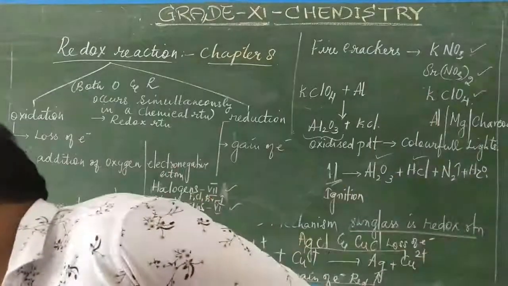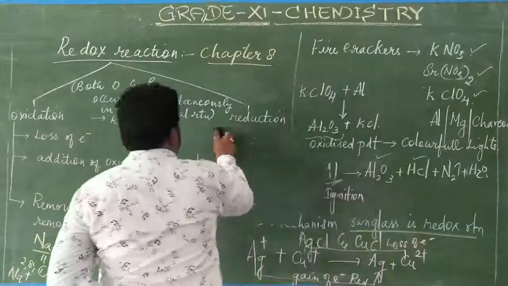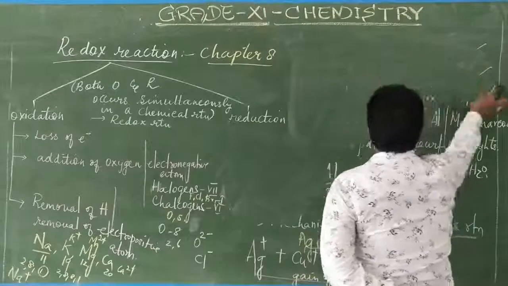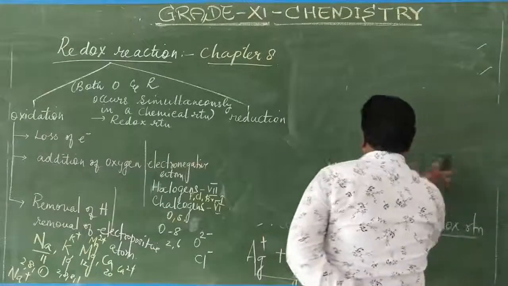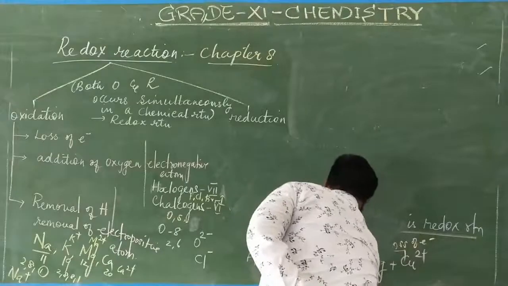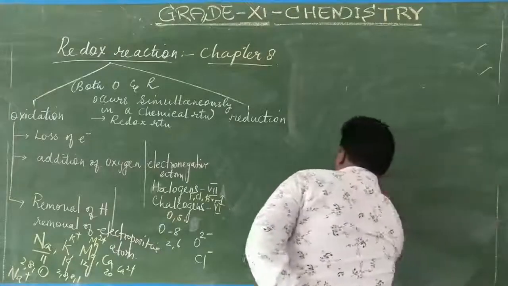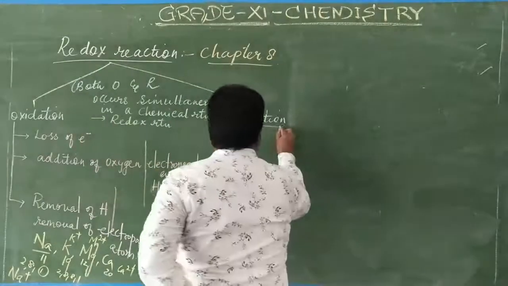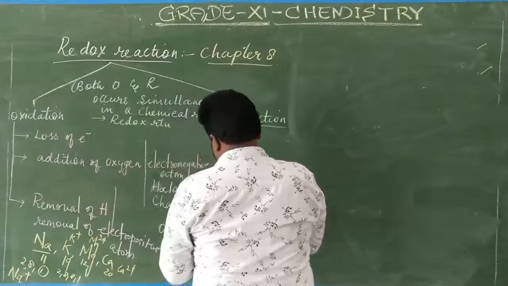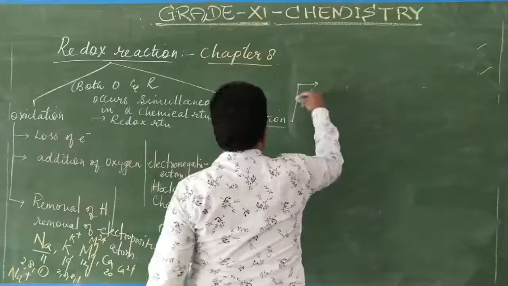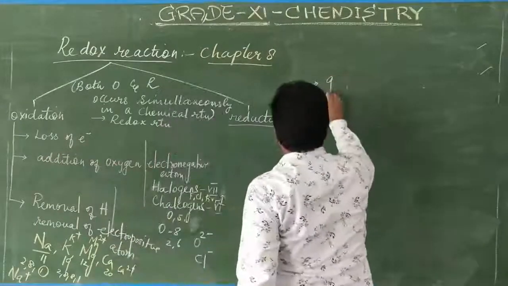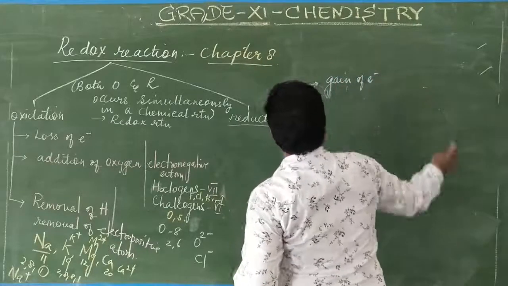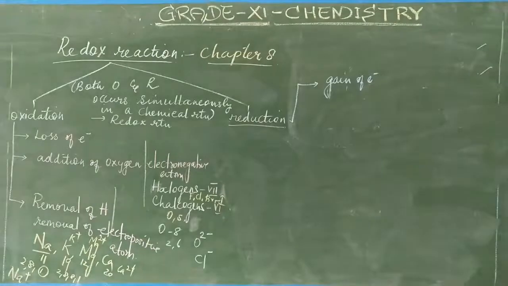Now we will pass on to the reduction. Now for the reduction, we'll see what's happening. What is the first point? Loss of electrons in oxidation, so here the gain of electrons should take place.